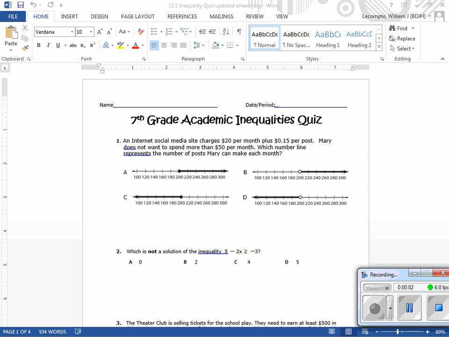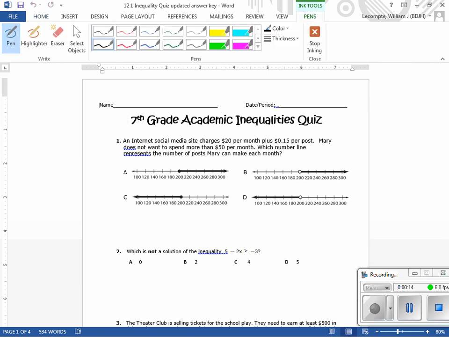Okay, this is the 7th grade academic inequalities quiz that we took on last Friday. This is going to be the key. Please use this to study for your test on Wednesday.